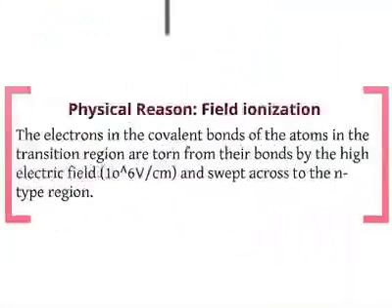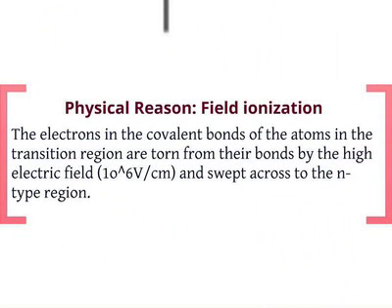Okay, this is essentially an ionization phenomenon. So the electrons in the covalent bonds of the atoms in the transition region are torn from their bonds by the high electric field and swept across the entire region. And the field has to be quite high, so 10⁶ volts per centimeter. And of course, you can get the high field by reducing the W, right? Even at low voltage. So you see that. The W can be quite small if you have a sharp junction, right? It can be microns. Right? So that kind of field is not that hard to achieve if properly designed.